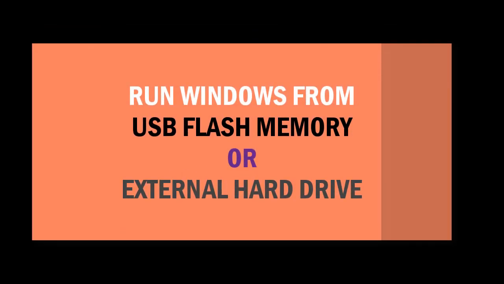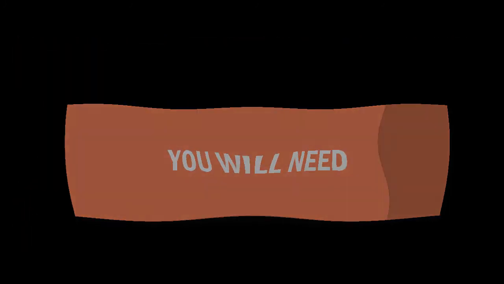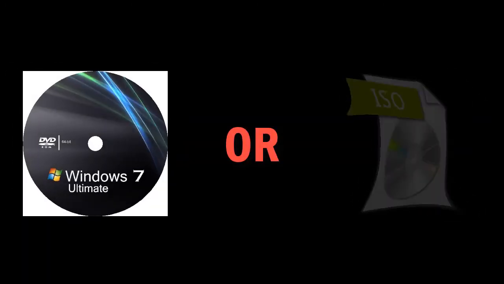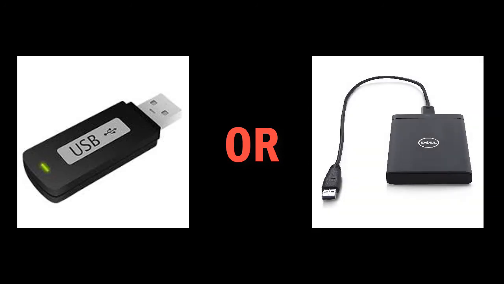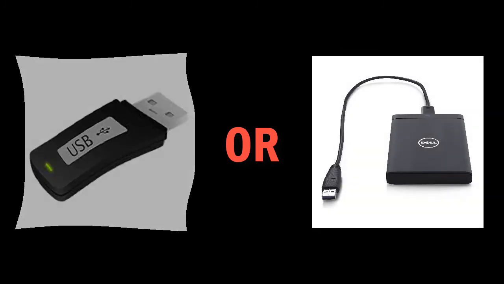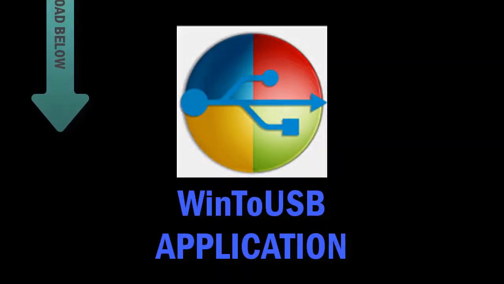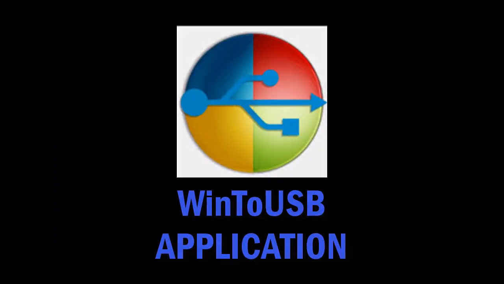Today I'm going to show you how to run Windows from USB flash memory or external hard drive. What we will need is a Windows DVD or image file, and we'll need a USB. I recommend USB 3 with 16 GB or higher, or an external hard drive will be better. We will also need a free application called WinToUSB. You will find it in the description below. Now let's go.